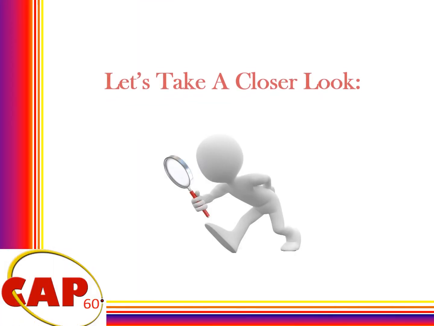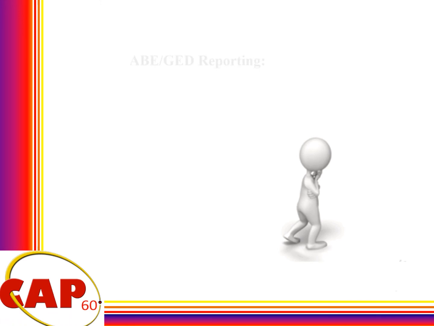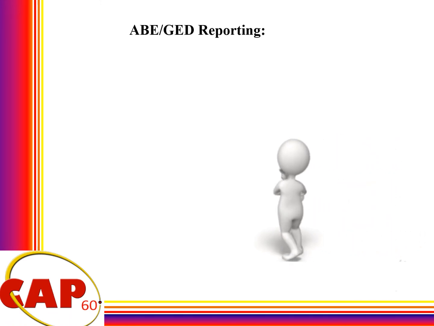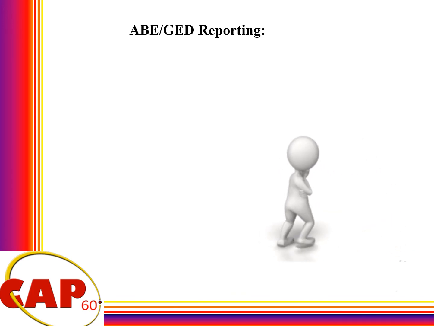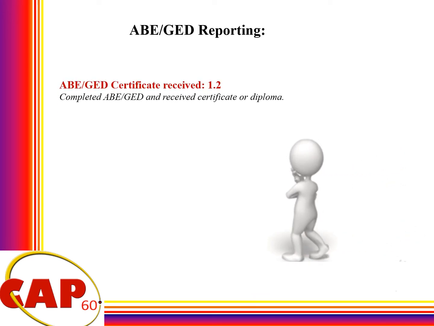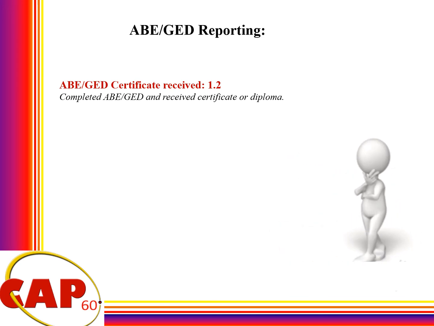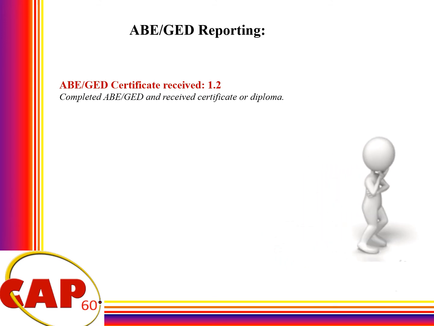Let's take a closer look at some of the NPI reporting methods we may see more often. Since Help New Mexico provides educational assistance through several programs, let's look at some NPIs we may come into contact with most. ABE or GED reporting. If a participant receives his ABE or GED certification, you should utilize NPI 1.2 for reporting purposes. Completed ABE or GED and received certificate or diploma.